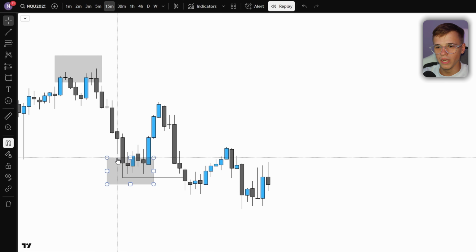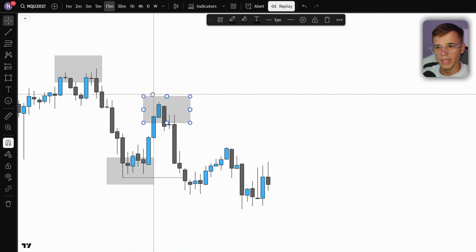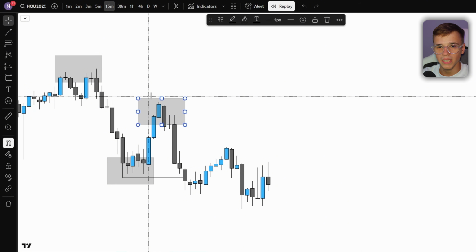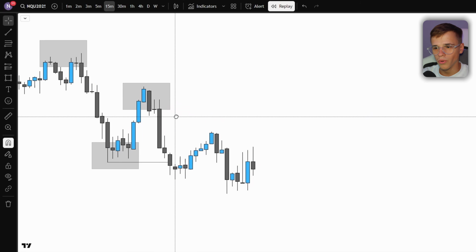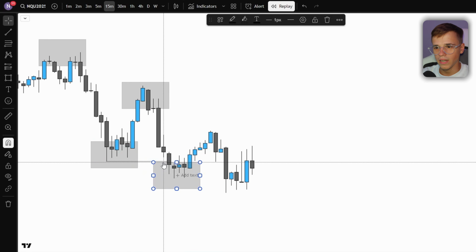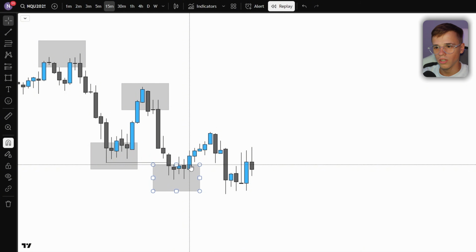After that we have another lower high. Why? Because the market is going to the downside and we created a high, so this is going to be a lower low, lower high. After that of course another lower low, and then after that we got another lower high.